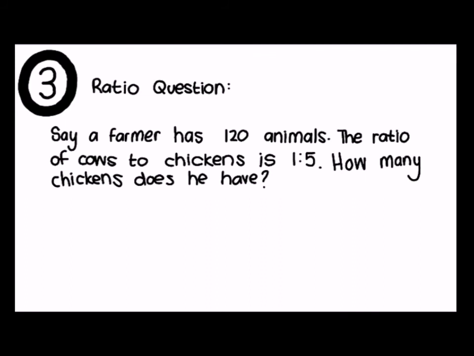The last type of question I want to look at today is a ratio question. This is something that I think you did during grade 8. I've heard a number of you telling me that it's been a while since you've done it, so I just wanted to revise it quickly so you remember, because it's quite simple once you know what you're doing. So we say a farmer has 120 animals. The ratio of cows to chickens is 1 to 5. How many chickens does he have?